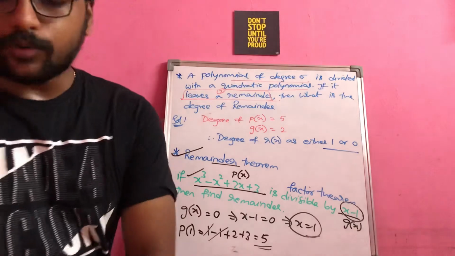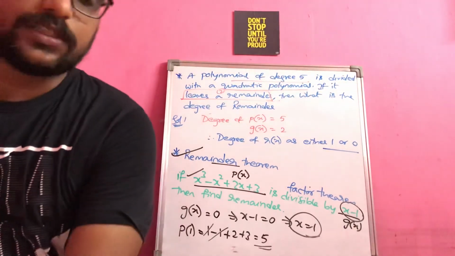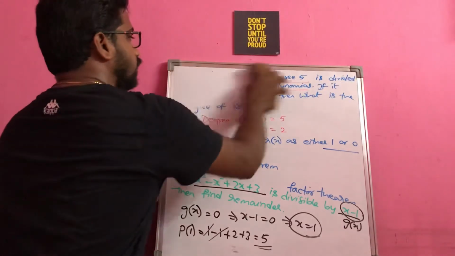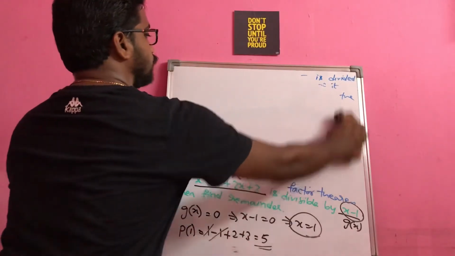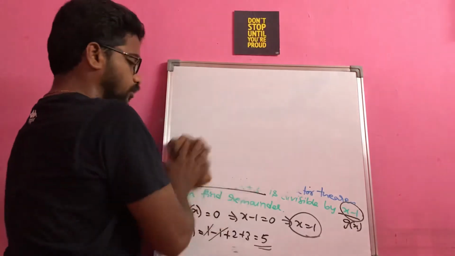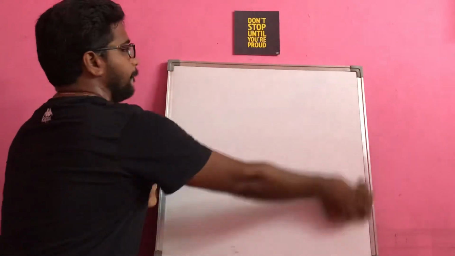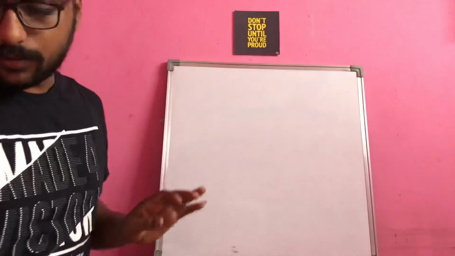So let us do one more simple question, which is something like a 2 mark question from the board point of view, and then in the next class we will see the 4 mark possible questions from this topic. Okay. Now see this question.